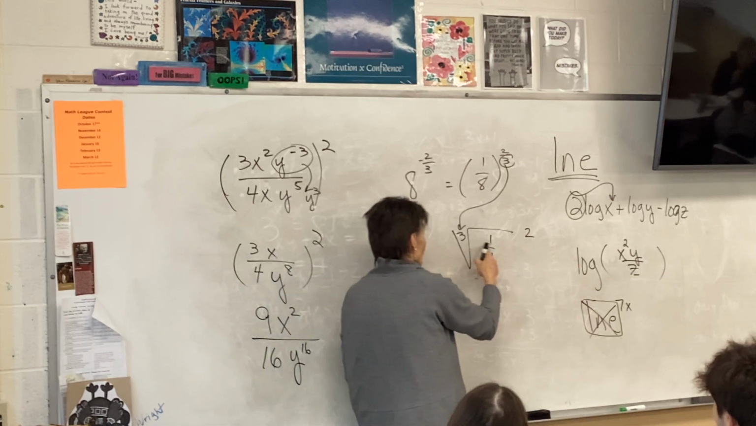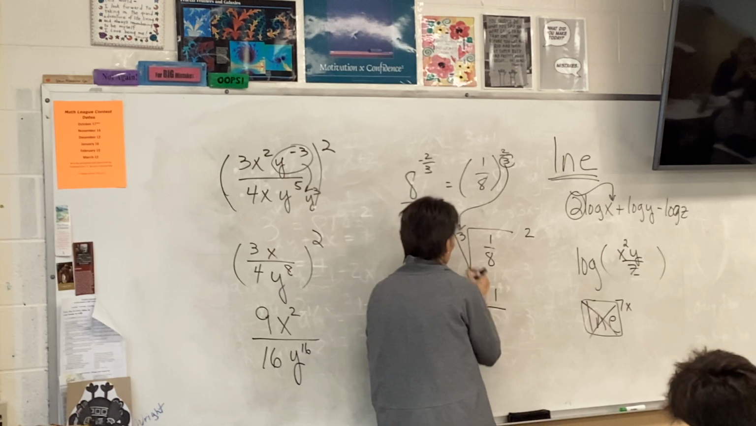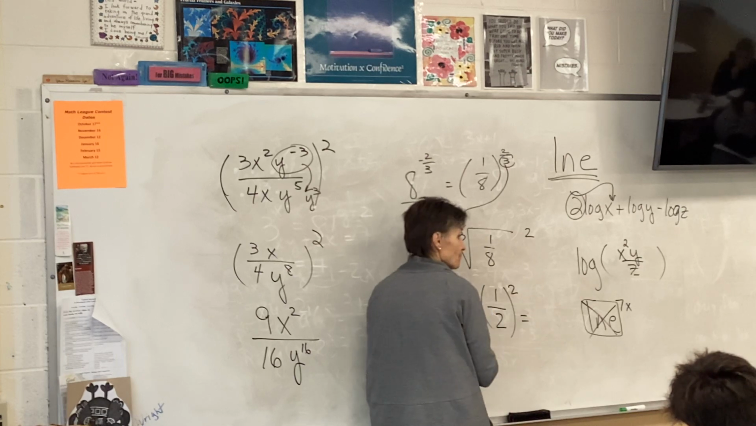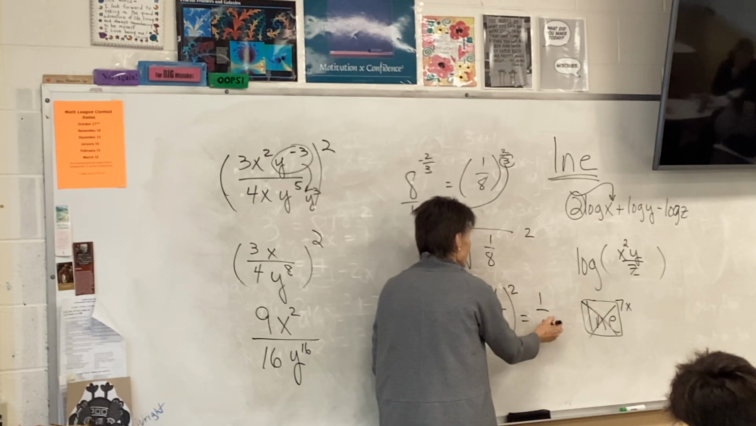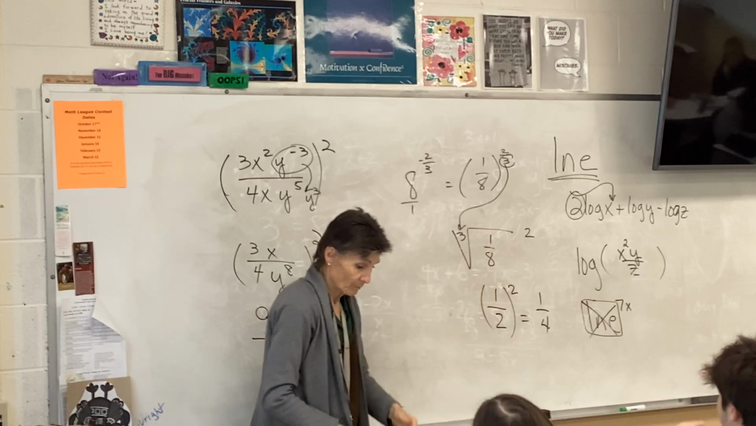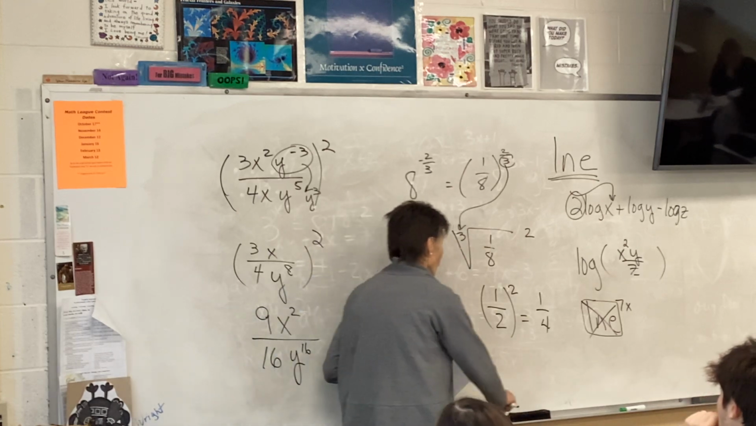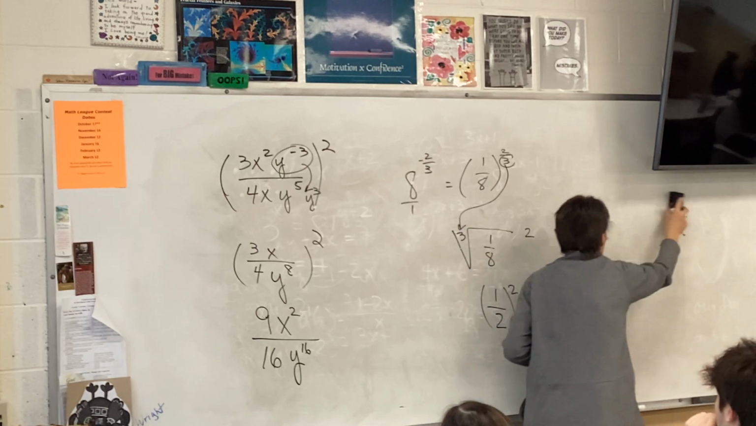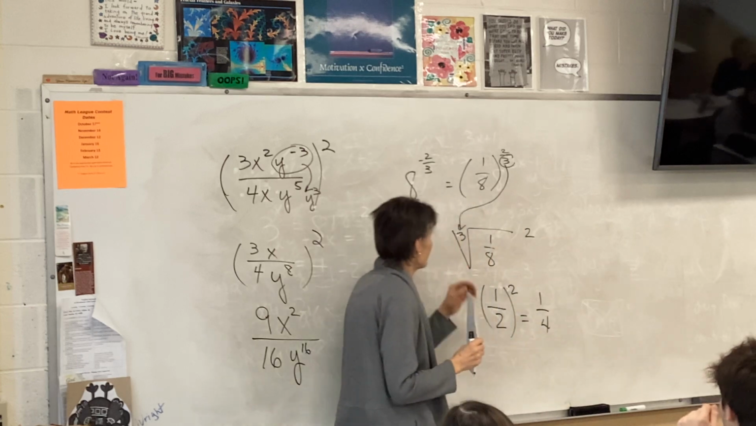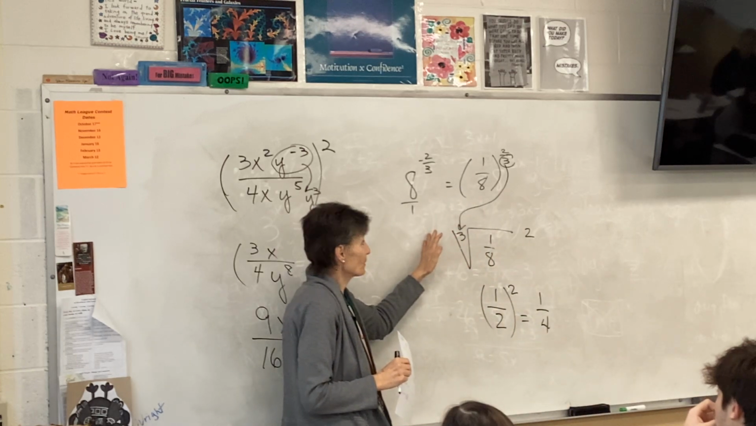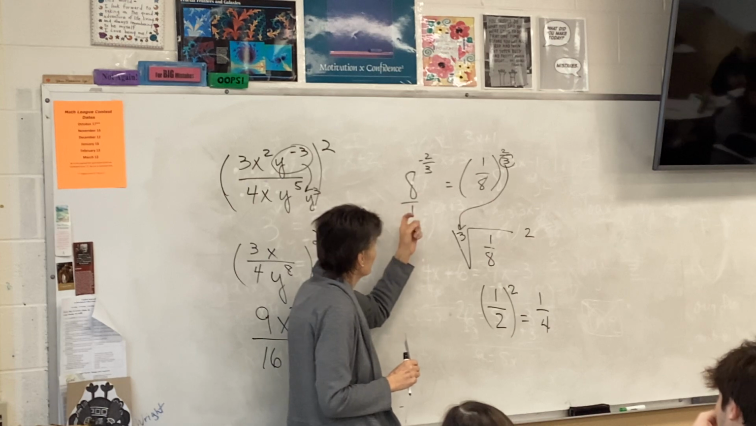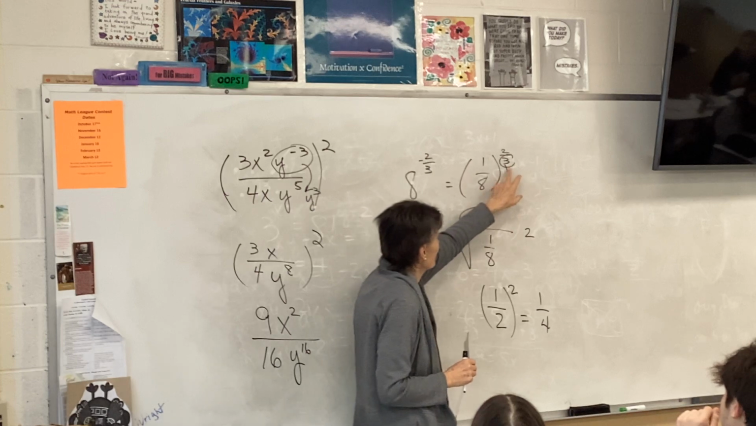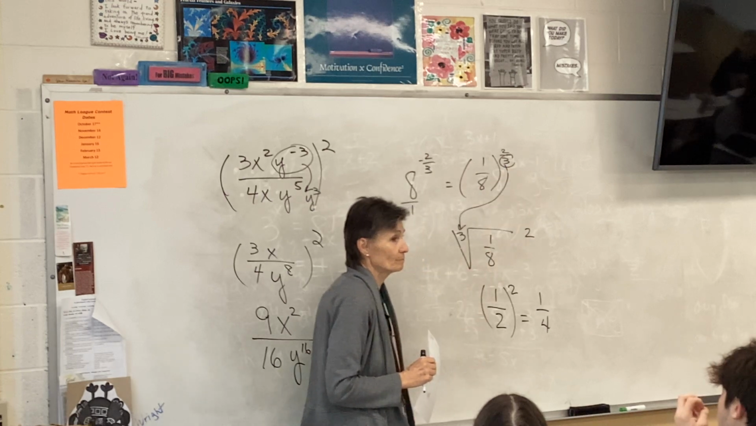So, cube root of 1 is 1. Cube root of 8 is 2. But now I still have to square it. So 1 squared is 1 and 2 squared is 4. So your answer is 1/4. We had something like that on our quiz that we just took. So if you missed that, remember, take care of the negative first, going over, and then a fractional exponent is radical.